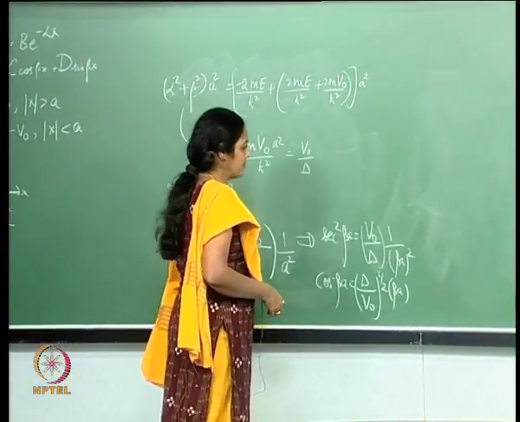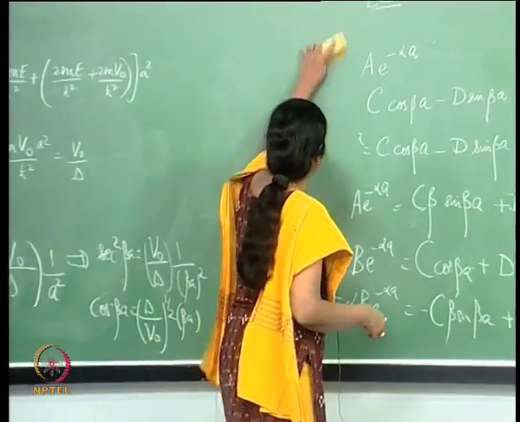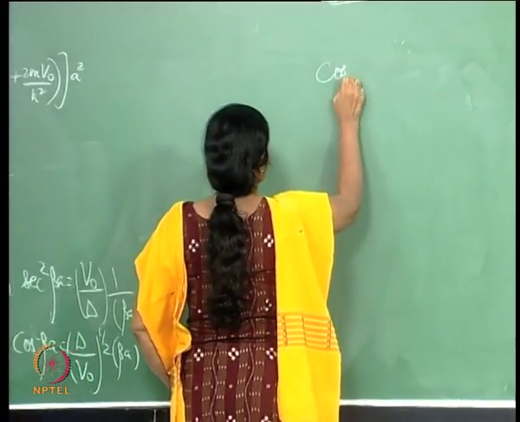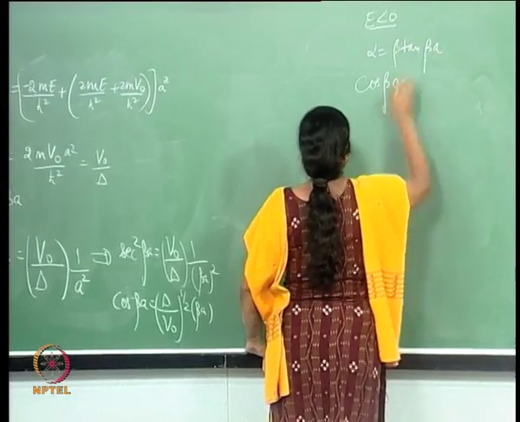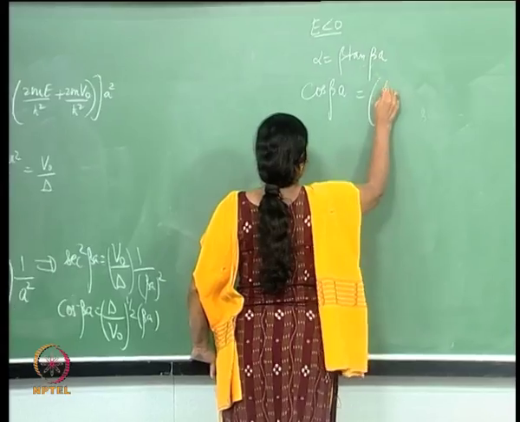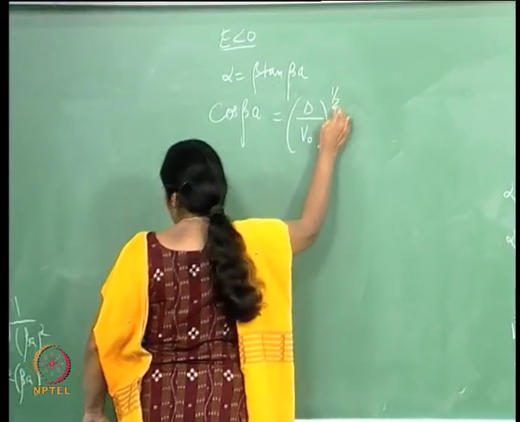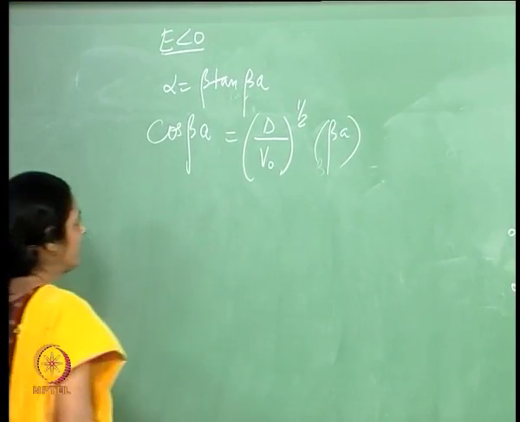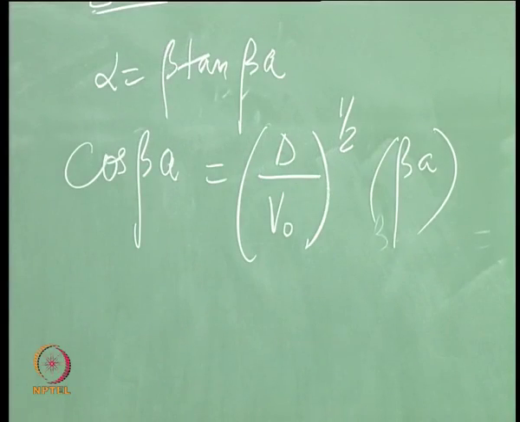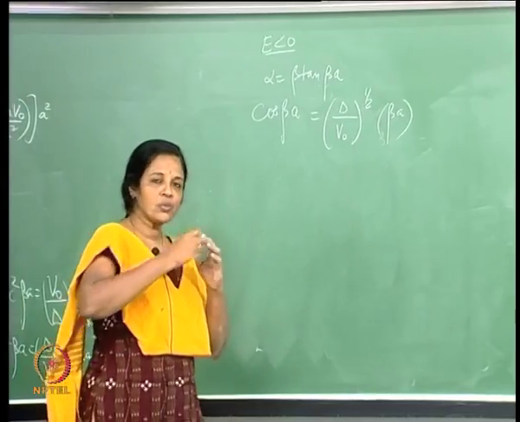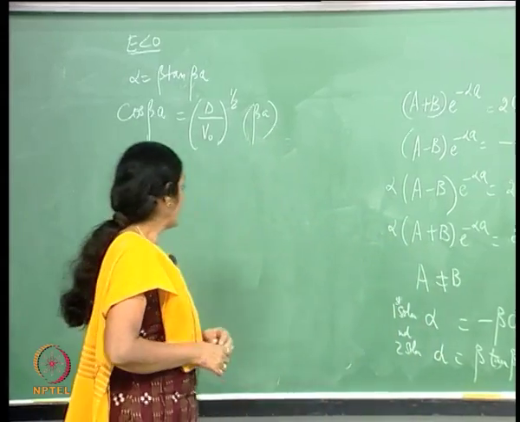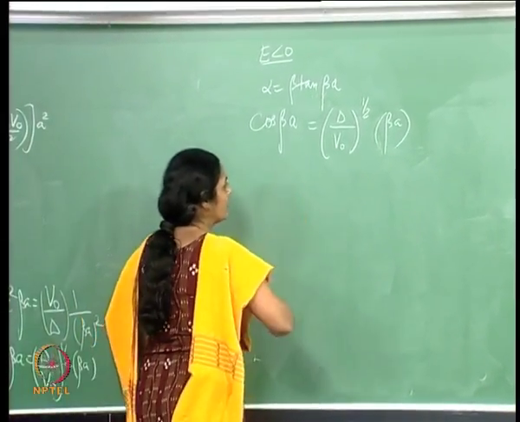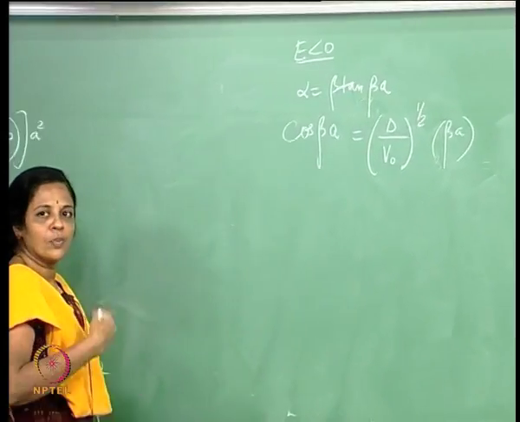Let us look at this equation. I chose alpha to be beta tan beta A. I chose that solution, and then I have cos beta A is delta by V naught to the half, times beta A. You see, this equation can be solved for beta. Beta is what has the energy in it. Beta squared is 2mE by h cross squared plus 2mV naught by h cross squared, and therefore to solve for beta and see if the energy is quantized, the only way I can do it is by using some sort of graphical plot.